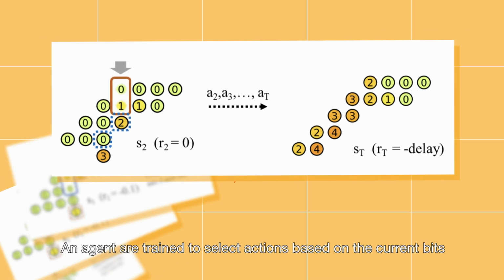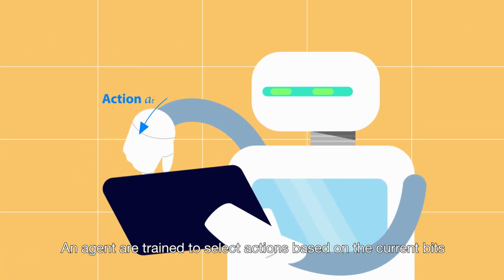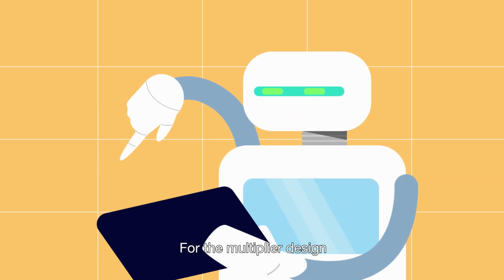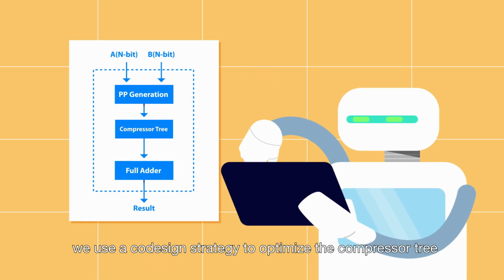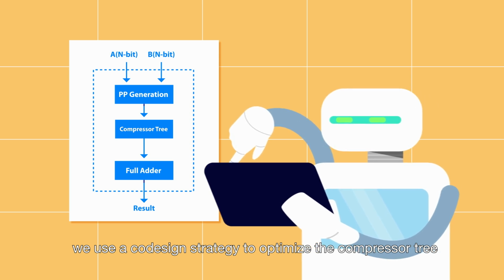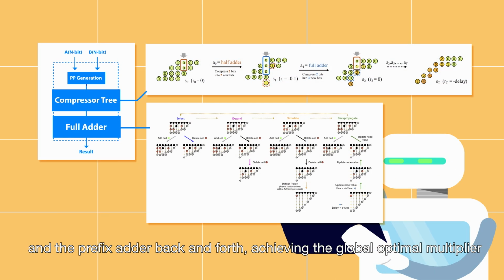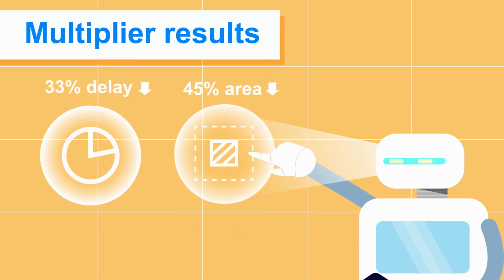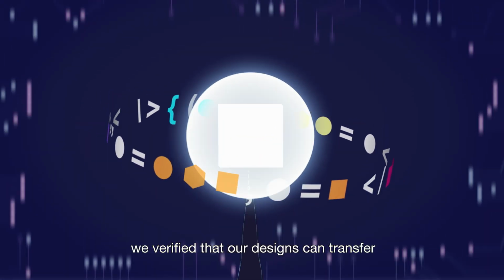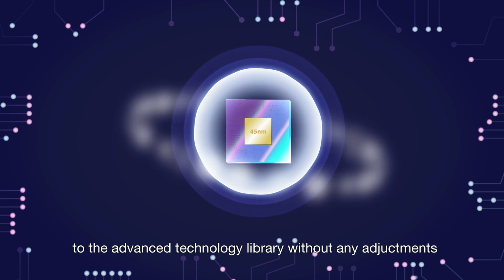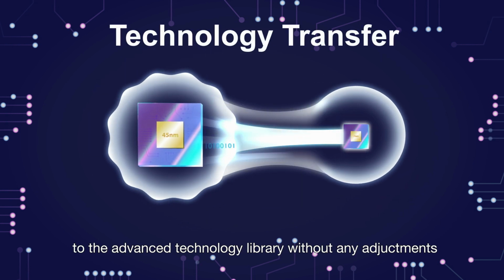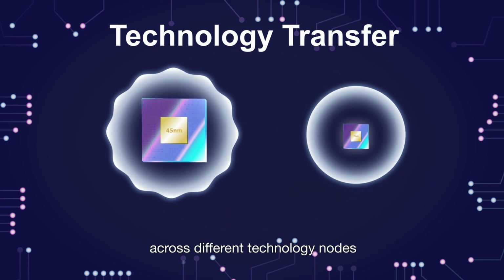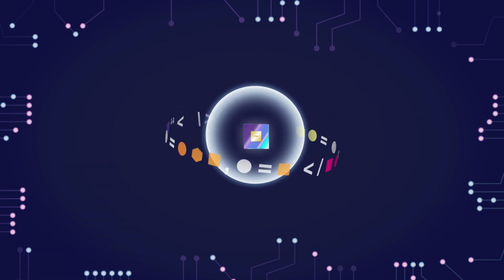An agent is trained to select actions based on the current bits for maximizing the multiplier performance. For the multiplier design, we use a co-design strategy to optimize the compressor tree and the prefix adder back and forth, achieving the globally optimal multiplier. Also, we verified that our designs can transfer to the advanced technology library without any adjustments. This validates the generalization of our approach across different technology nodes.